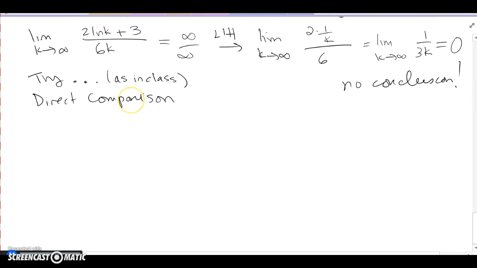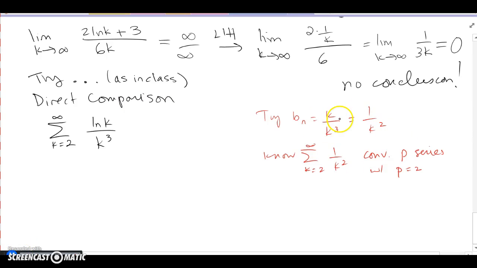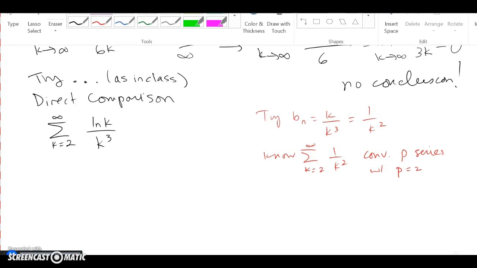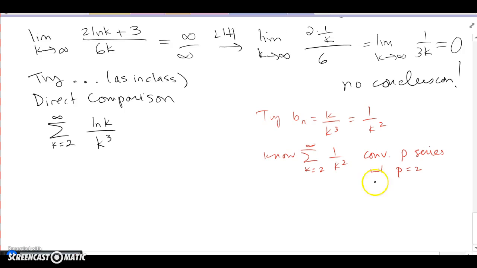And so as in class, we're going to just discuss a direct comparison quickly. Again, we're going to try this b_n that we figured out in class after some trial and error. And we know this is a convergent p-series. So ln of k, my a_k, compared to the b_k that we came up with. We said that the denominators are the same. Comparing the numerators, ln of k is going to be less than k on the interval we're looking at, from 2 on. So this is always going to be below this linear function.